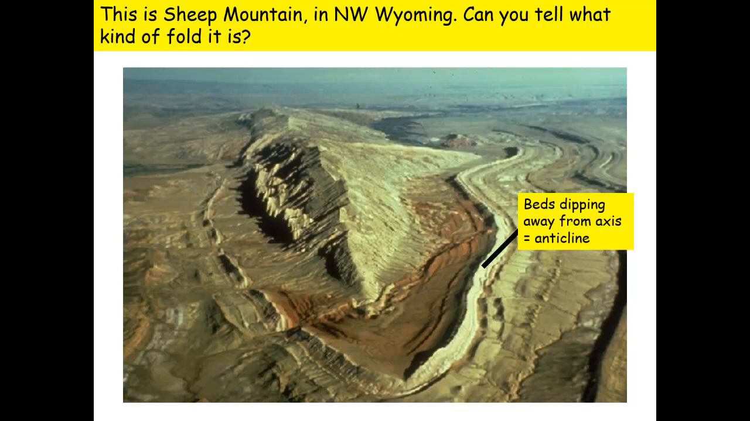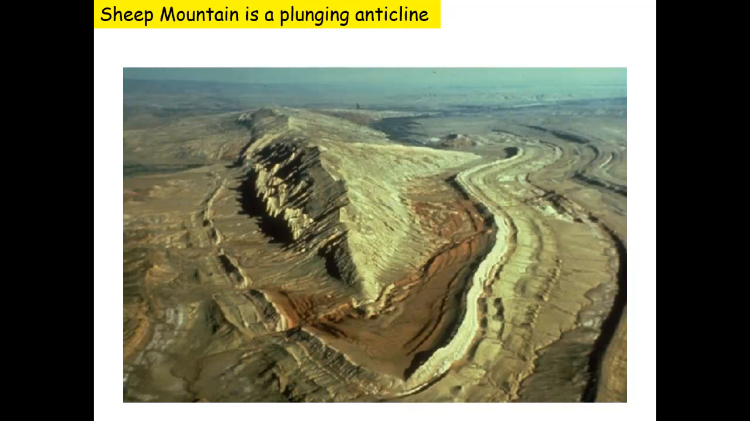However, we can also see the characteristic U-shaped distribution of those rocks, which tell us that this anticline is plunging. And remembering that the anticline plunges into the ground in the direction of the closed end of the loop, we know that this Sheep Mountain then is a plunging anticline that is plunging actually in a direction towards us. So Sheep Mountain is actually a plunging anticline.